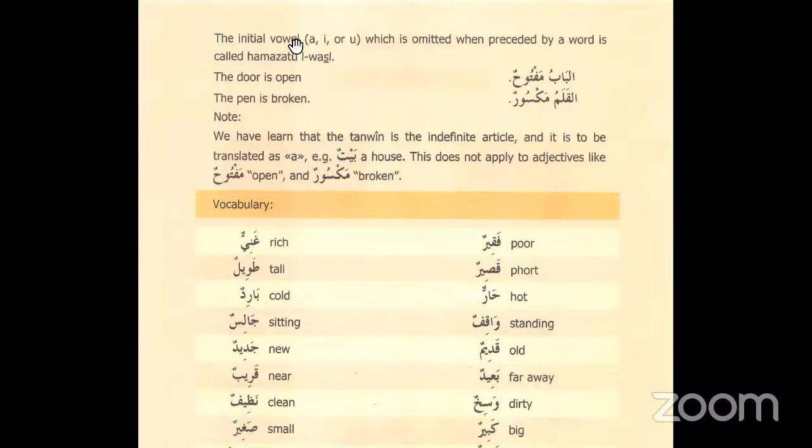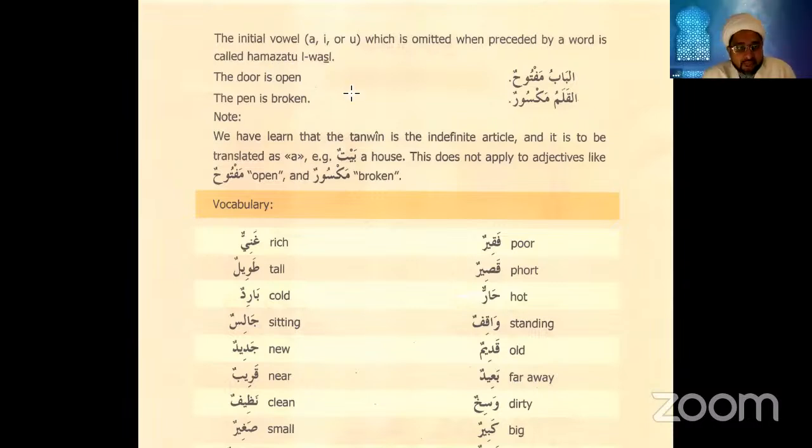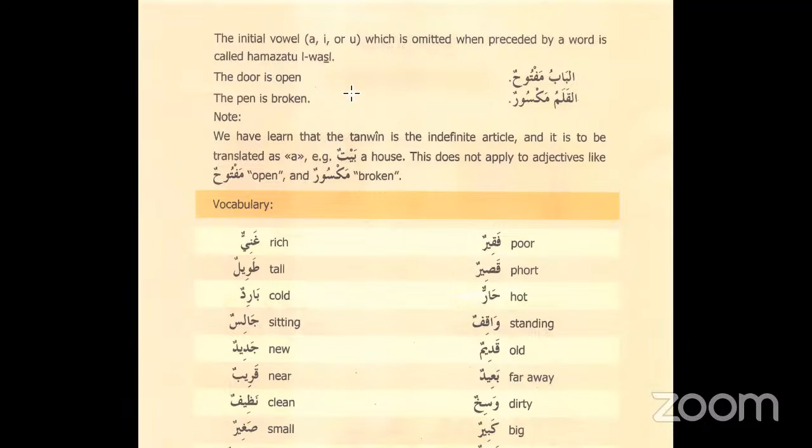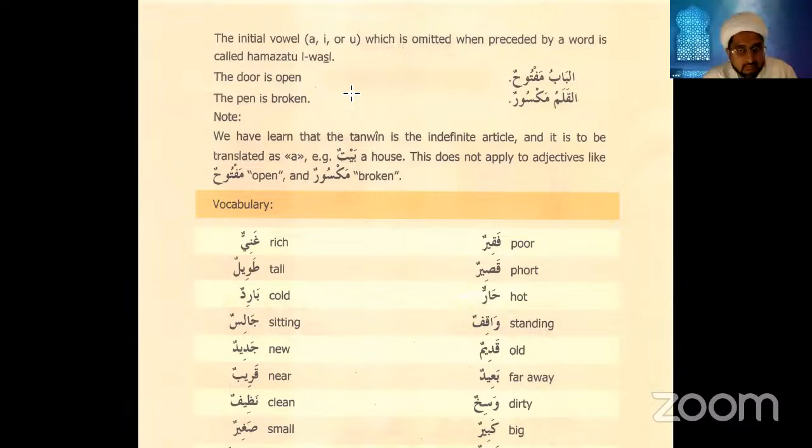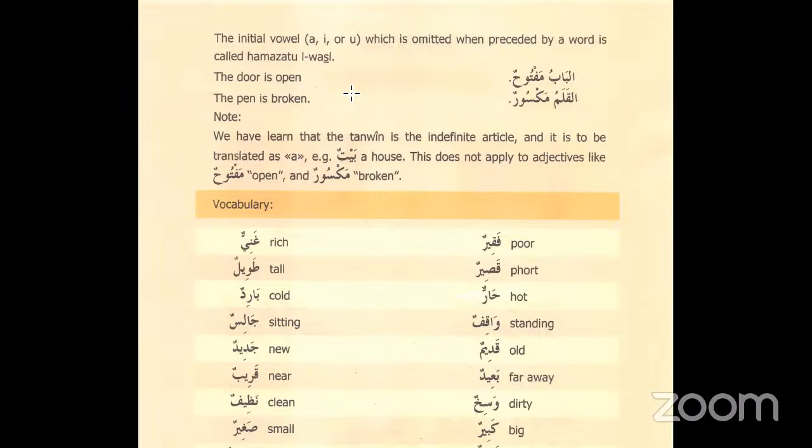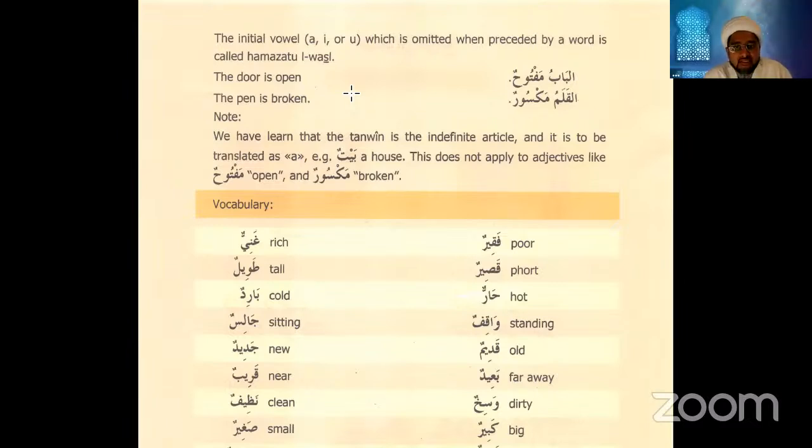The initial vowel A, I, or U, which is omitted when preceded by a word, is called hamzatul wasl. The door is open. Al-babu maftuhun. Correct. The fan is broken. Al-kalamu maksurun. Exactly. So the whole lesson is around these two sentences.